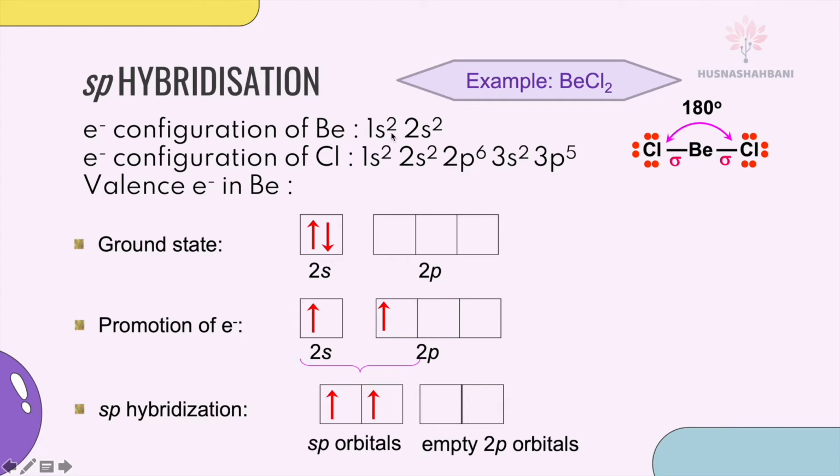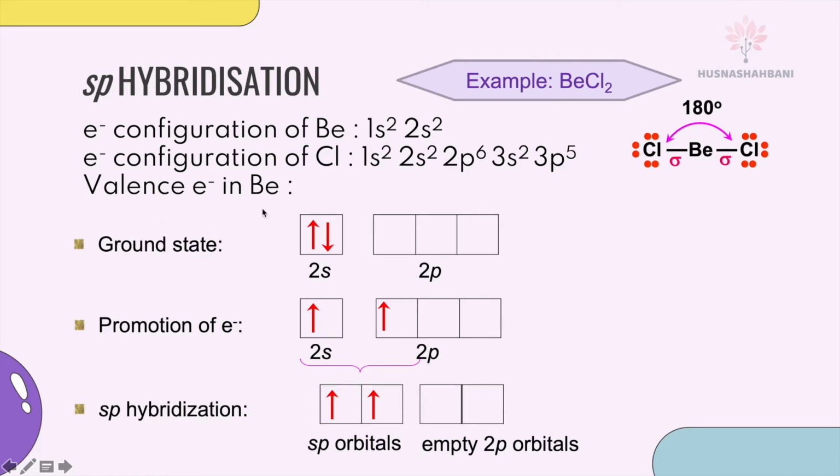This is the electronic configuration for Be, 1s2, 2s2, and the electronic configuration for Cl, 1s2, 2s2, 2p6, 3s2, 3p5. This is the first step. Write the electronic configuration for all atoms in the molecule.